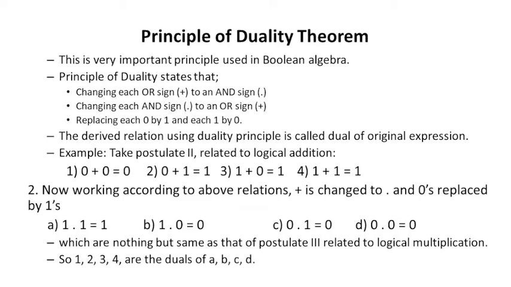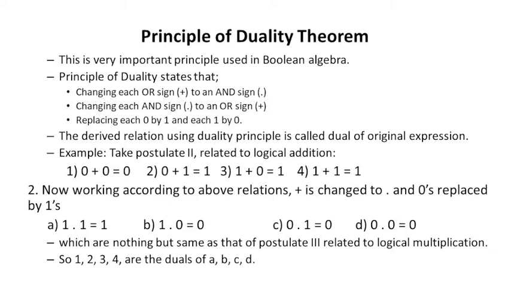For example, take postulate 2, the second postulate, related to logical addition. Then 0 plus 0 is equal to 0, 0 plus 1 is equal to 1, 1 plus 0 is equal to 1, 1 plus 1 is equal to 1. This is the second postulate.